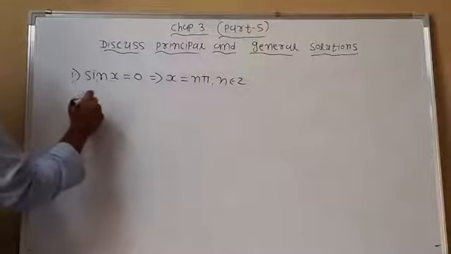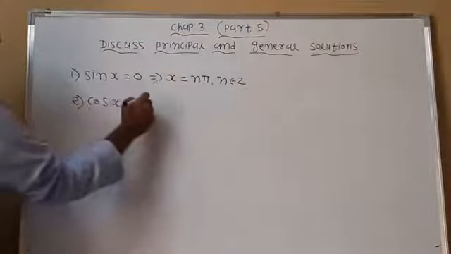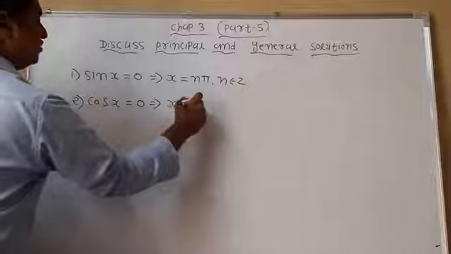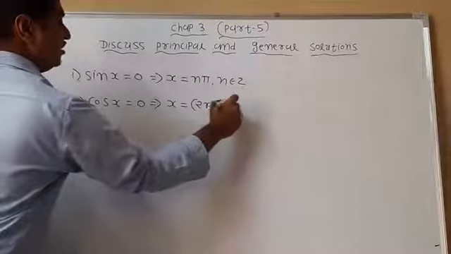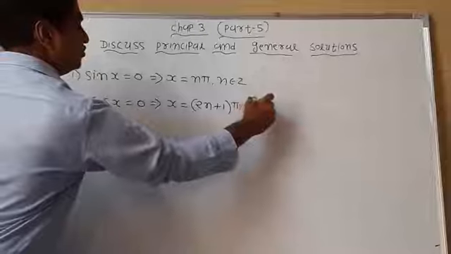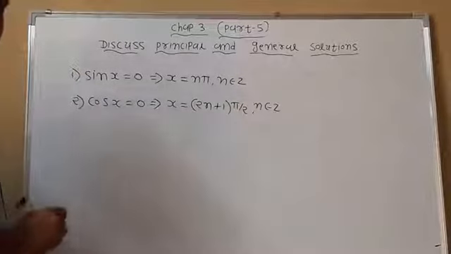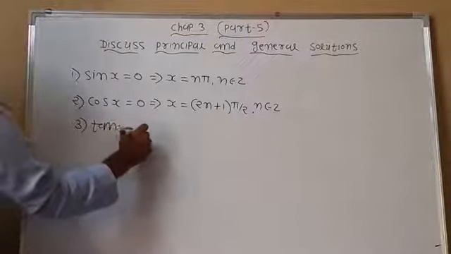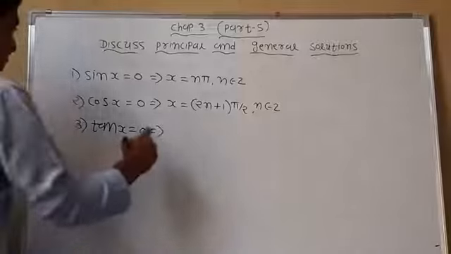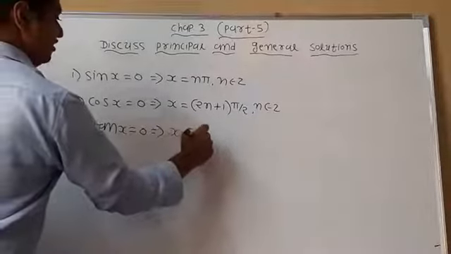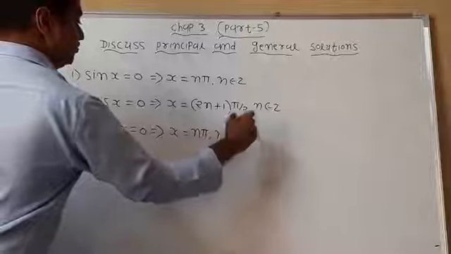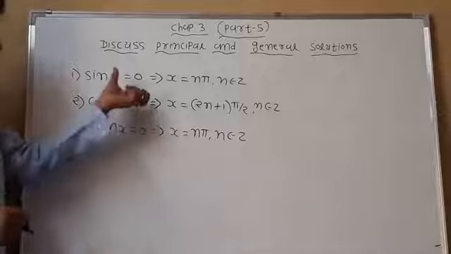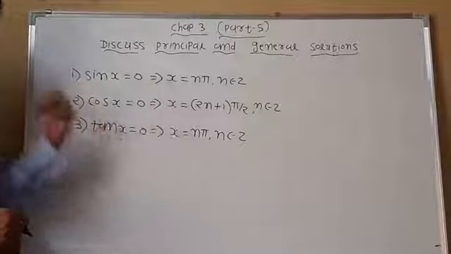Second result: cos x is equal to 0. Here it is written x is equal to (2n plus 1) pi by 2, where n belongs to Z. Third result: tan x is equal to 0. So x is equal to n pi, n belongs to Z. For sin x equal to 0 and tan x equal to 0, we get the same result in both cases.